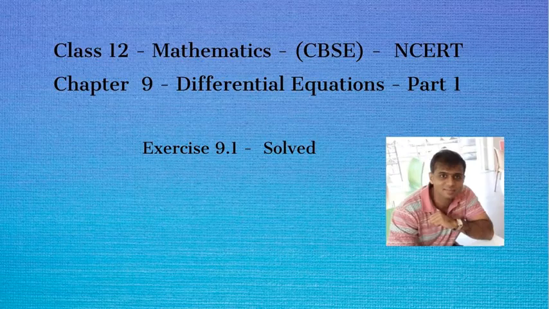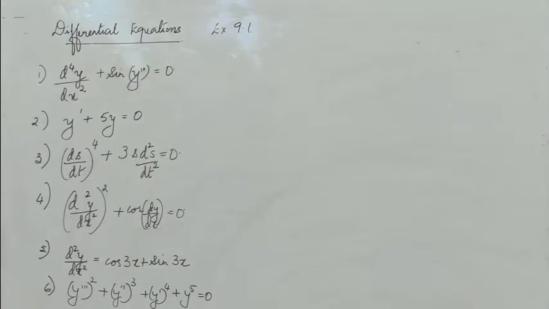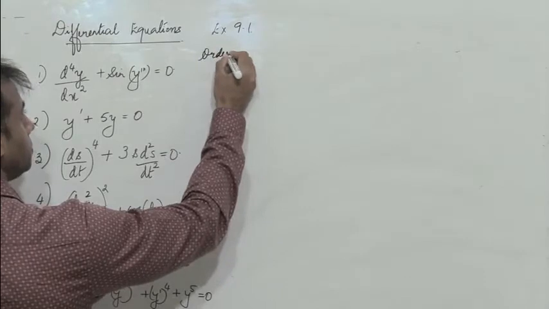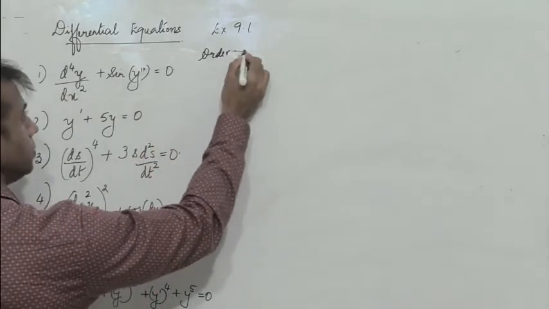Differential equations, exercise 9.1. We shall solve all the problems in exercise 9.1. So here we need to find the order and the degree of all the differential equations, right? So first, to find the order. What is the highest order? The highest order of the differential is 4, so the order is 4.